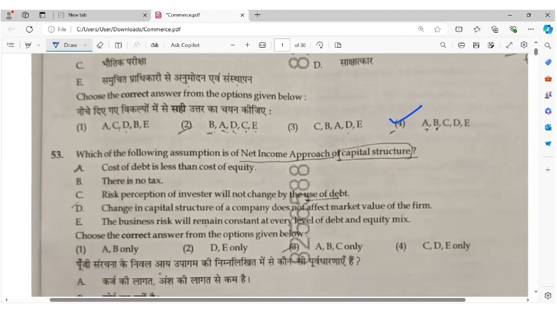Clear? And after that, which of the following is an assumption of the net income approach? That is question number 53. Which of the following assumptions is of the net income approach of the capital structure? What is the right assumption for this question? There is a conflict with option A, but option number C is the right answer over here, that is option number 3. Clear? Next question.